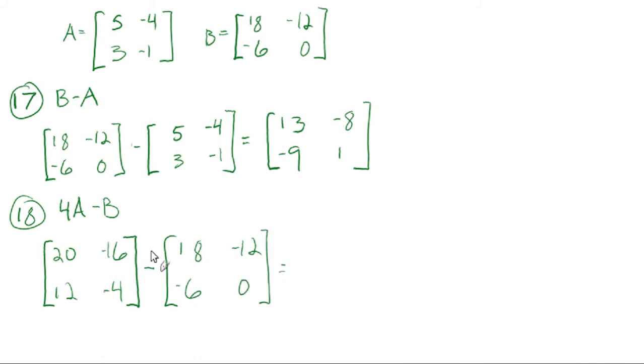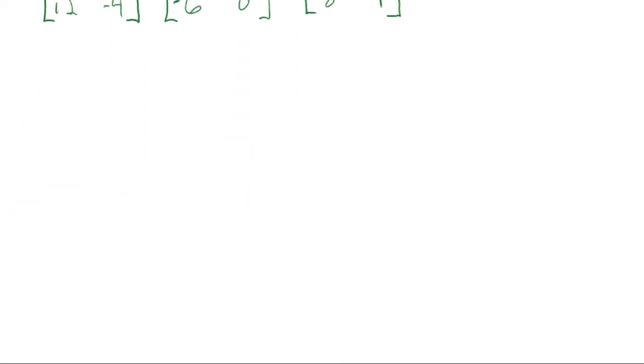Be careful, especially when you do minus and negative. Make sure you do that correctly. So 20 minus 18 gives us 2. Negative 16 minus negative 12 is negative 16 plus 12, which is negative 4. 12 minus a negative 6 is 12 plus 6, that's 18. And negative 4 minus 0 is negative 4. All right, there we go. Nothing too scary.